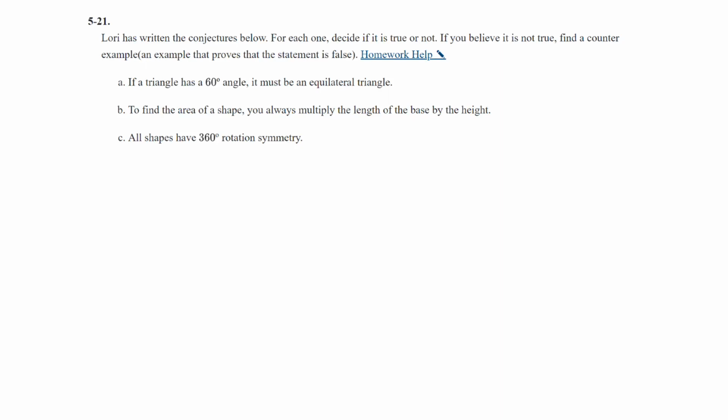Question 21. Lori has written the conjectures below. For each one, decide if it is true or not. If you believe it is not true, find a counterexample for that one. And we did one of these the other day in the homework. So an example that proves that the statement is false.